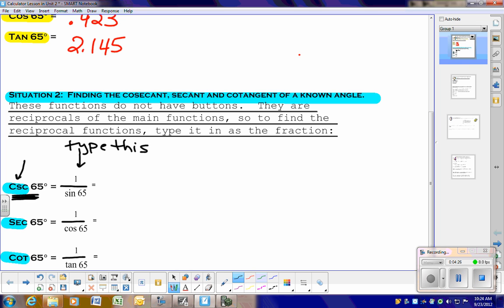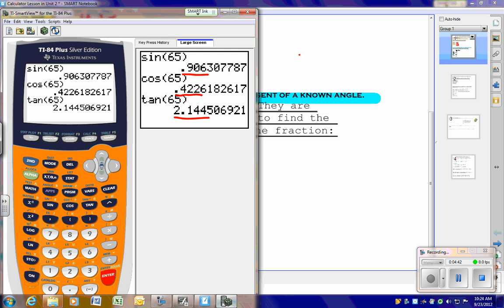Okay, because those two, cosecant and sine, are reciprocals. Because secant and cosine are reciprocals, to find secant, I type 1 over cosine of 65, for example, and so on, okay? So why don't you do the first one with me, okay? So 1 over sine of 65 is what we need to do.